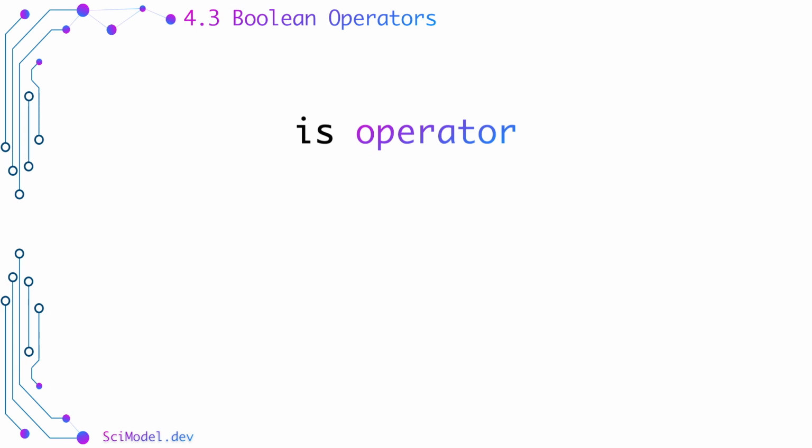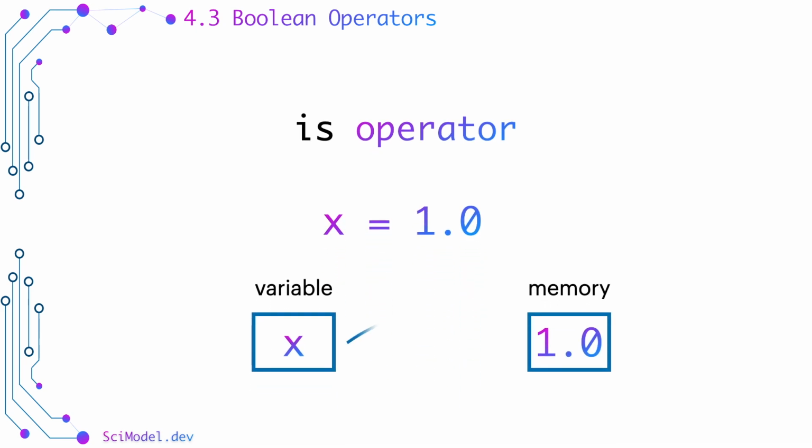Now, let us discuss the last operator, which is the IS operator. However, before we dive into the IS operator, we need to understand how Python deals with variables. When assigning a value to a variable, our computer stores this value in memory and the variable name is used as a reference to this value. In other words, the values are not stored in variables. Everything in Python is dealt with as objects.